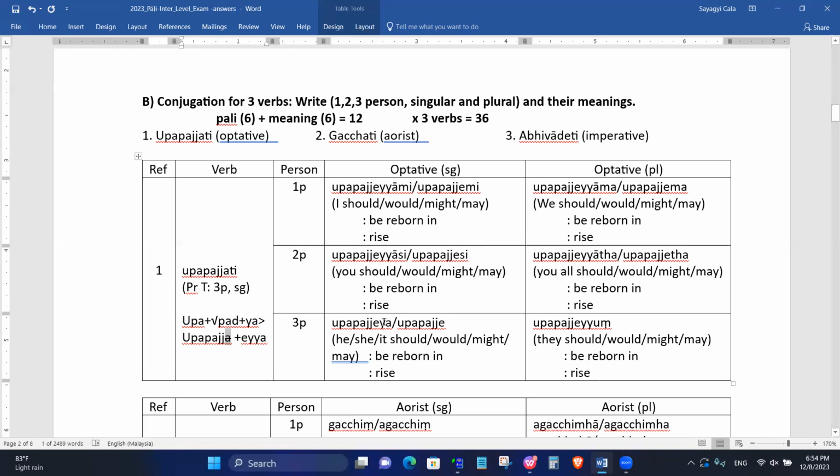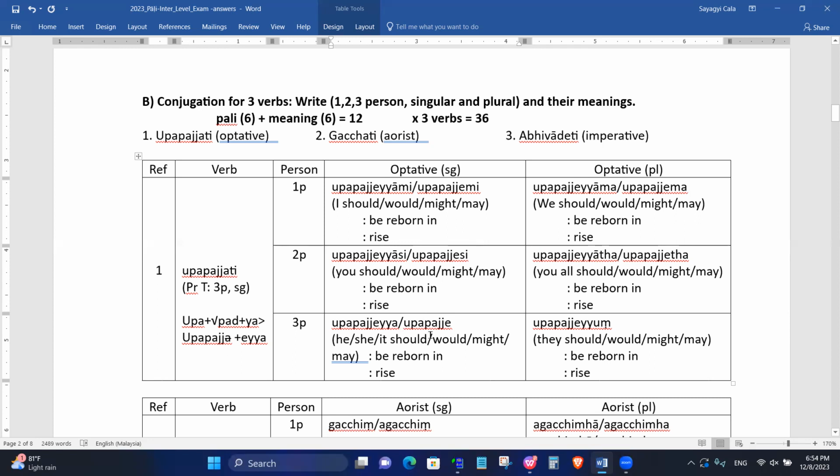Sumita, this one you need to put double Y, all right? So upapajeya. Remember last time I asked you all to recite eya, eyum, eyasi, eyata, eyami, eyama. If you can remember the recitation, it is easy for you to write. So upapajeya, upapajeyum, upapajeyasi, upapajeyata, upapajeyami, upapajeyama. Then the short form: upapaje, upapajeyum, upapajesi, upapajeta, upapajemi, upapajema. So this is actually easy.